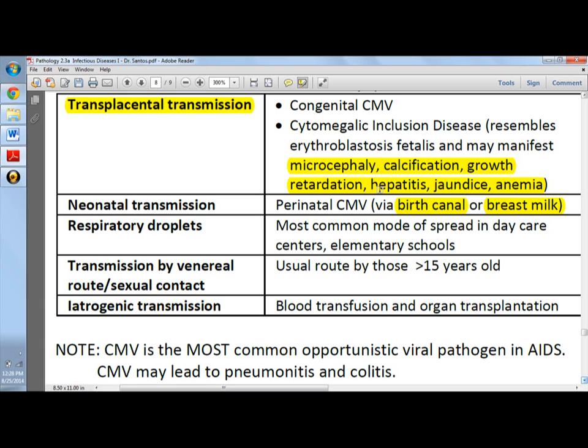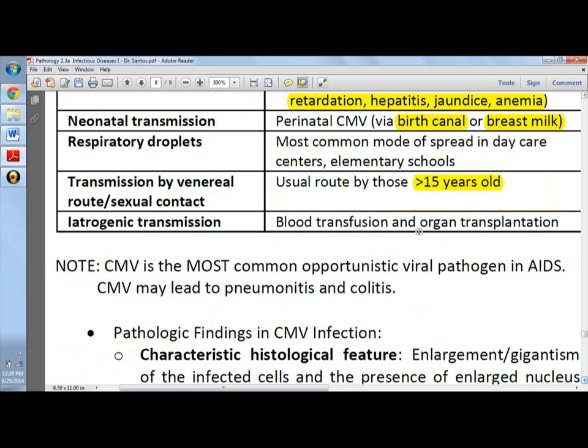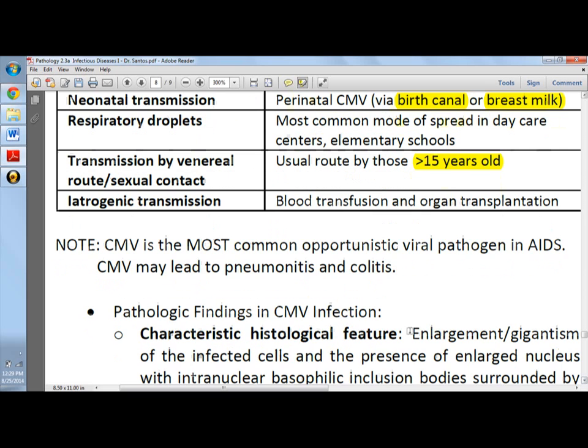Transmission by the venereal route or sexual route. This is the usual route for people who are more than 15 years old. So this is through sexual contact. It's actually a dominant type of virus. The virus can also be gotten from blood transfusion or organ transplantation.